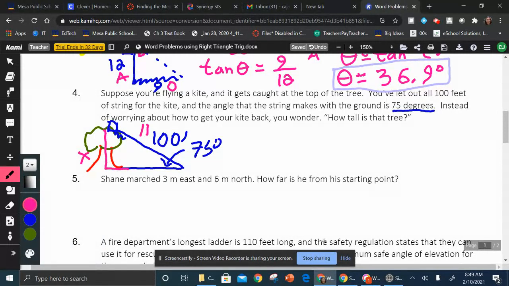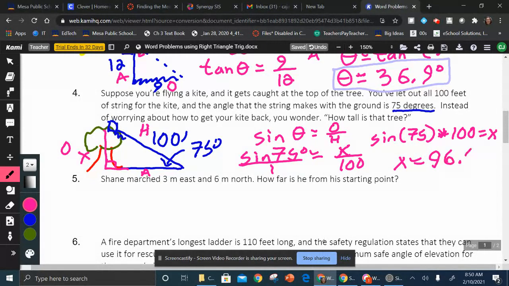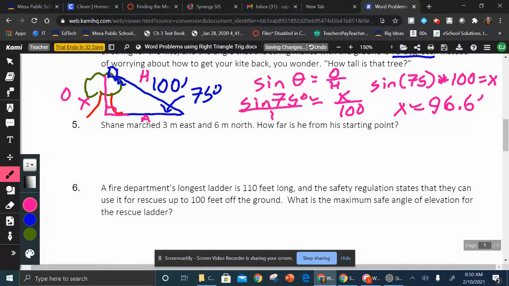Okay, so this is hypotenuse, this is opposite, that's adjacent. So we're going to use sine. Remember, that's equal to opposite divided by the hypotenuse. So sine of 75 is equal to x over 100. We cross multiply and divide, so we get sine of 75 times 100 is equal to x. So we get x is equal to 96.6 feet.